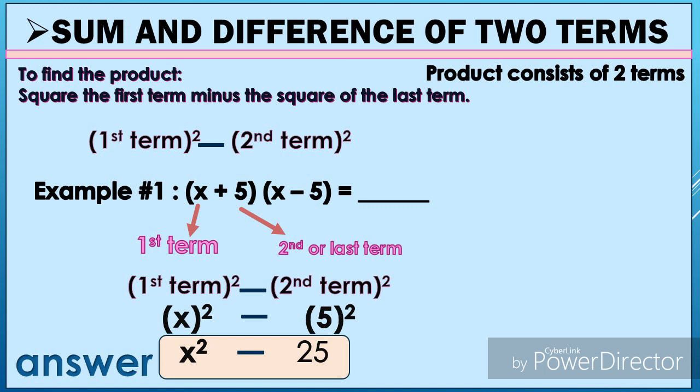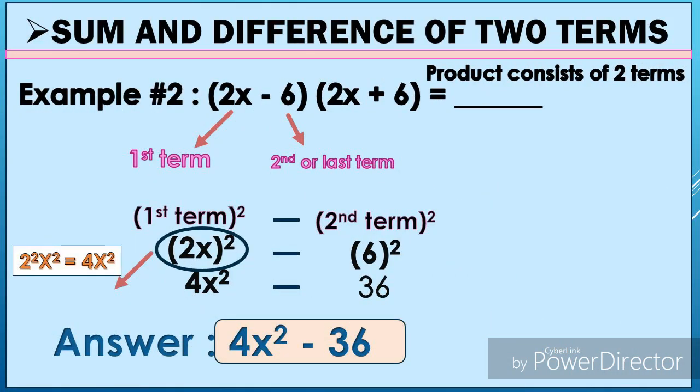The quantity of x plus 5 times the quantity of x minus 5. Our first term here is x and the second term is 5. Then, to follow the pattern, first term is square minus the second term is square. The first term is x, so we have x squared. The second term is 5, so we have 5 squared. Then x squared is equal to x squared. And then 5 squared is equal to 25. 5 squared means 5 times 5. And the final answer is x squared minus 25.